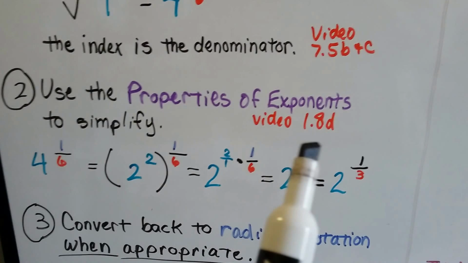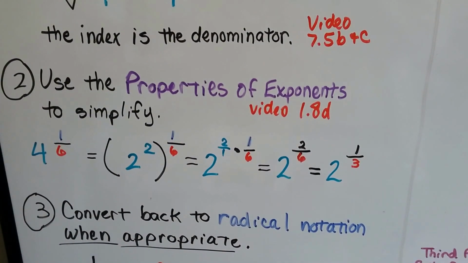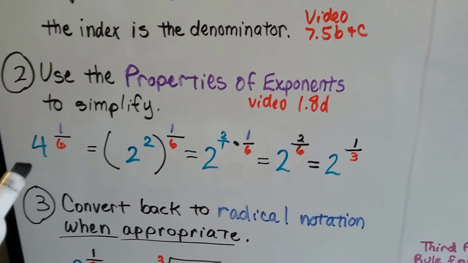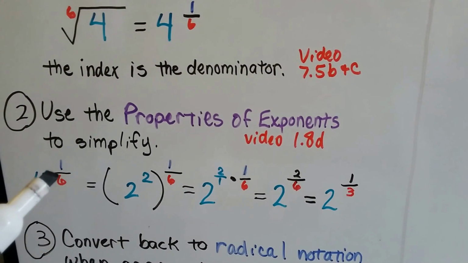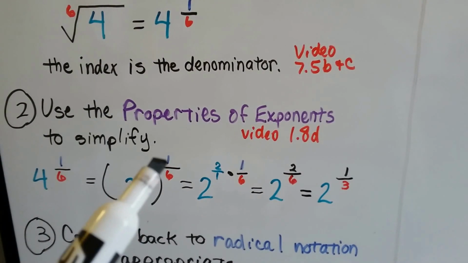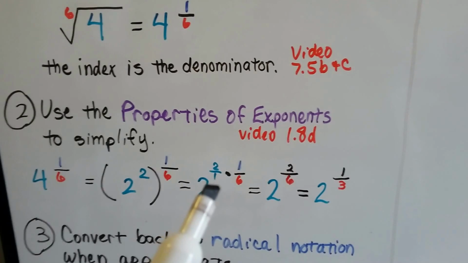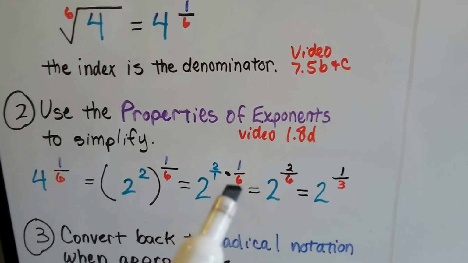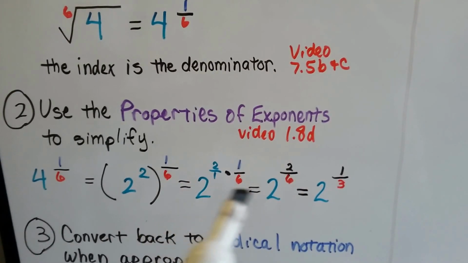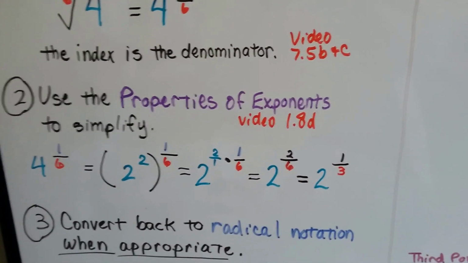Second thing we do is we use the properties of exponents to simplify them. And there's a link to video 1.8D in this description in case you've forgotten all your properties of exponents and your rules. This 4 to the 1/6 power can be rewritten as 2 squared to the 1/6 power. And we raise the power to the power. Now the power rule tells us that we can multiply these two, and we get 2/6 as our exponent, which can be simplified to 1/3.